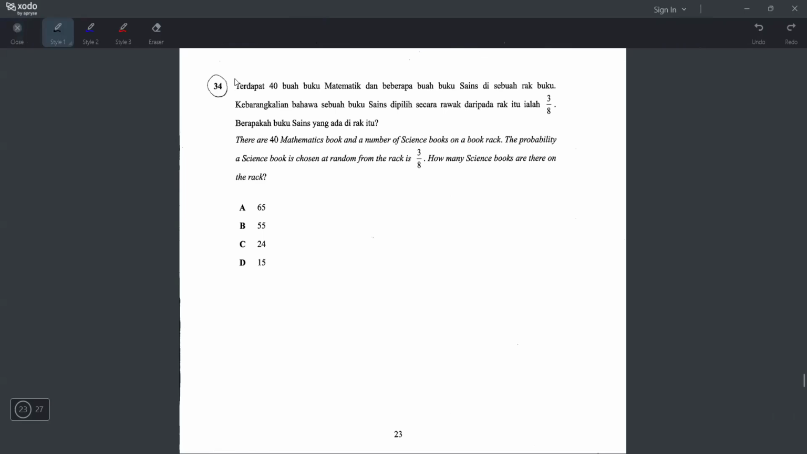Okay, let's continue. 34. There are 40 mathematics books and a number of science books. So if I don't know how many, I just make it X. A number means they don't want to tell you. So I just make it X. So how many mathematics? 40. But science books we don't know. So X. The probability of science book chosen is 3 over 8. How many science books are there on the rack?